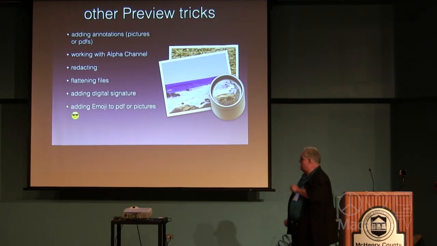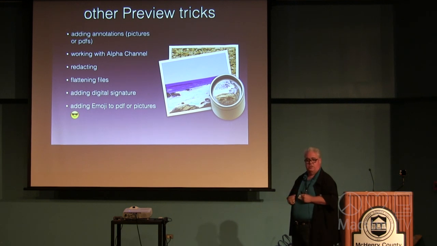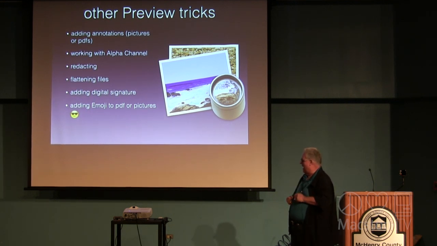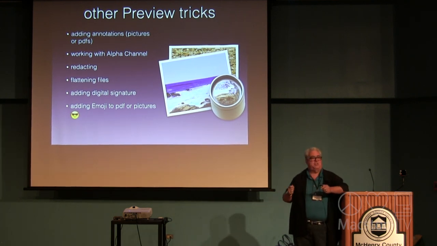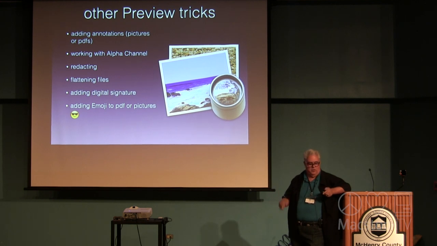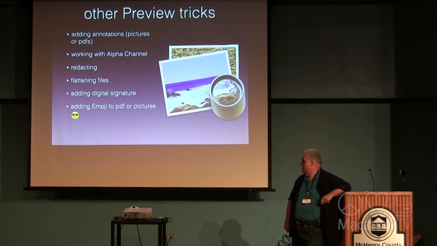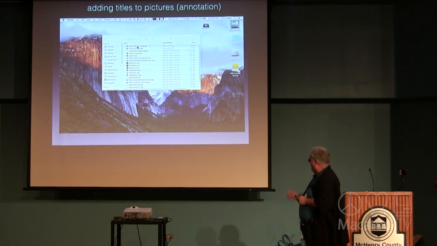So when they try to do it, they can't. Then also I'm going to show you how to add digital signatures to documents. They've got a real slick way of doing that. And finally, a little trick on how to add emoji to PDFs or any other document here. Many of you may do a lot of these things, and that's great. If you do, that's awesome. But many of you may have forgotten that Preview.app can do this. So let's get going on some of these right now.